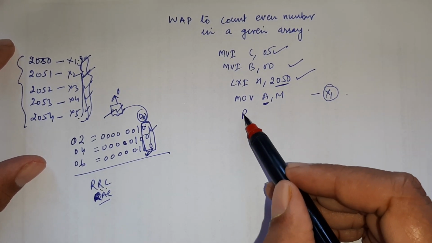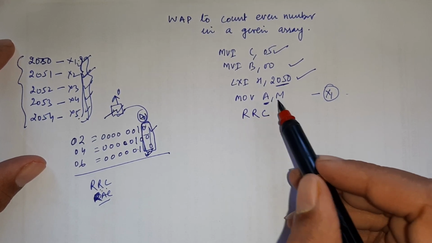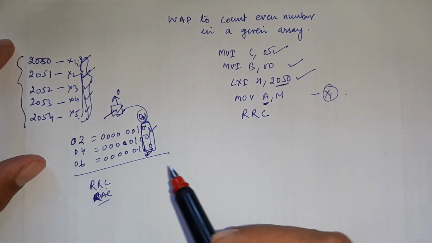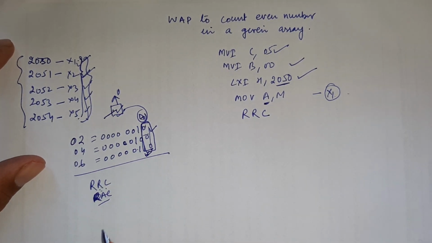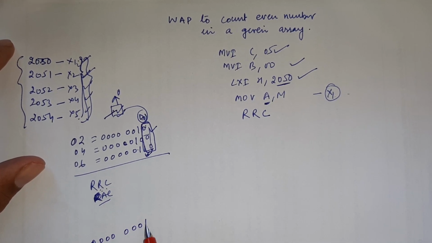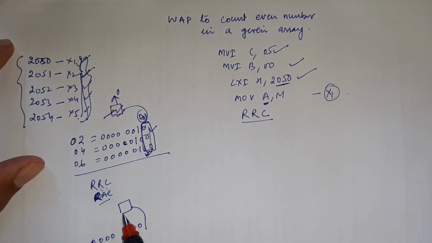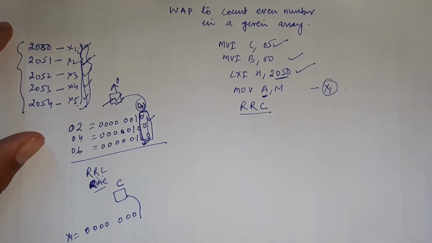Okay, and now write RRC. What will happen after this? Whatever content is available in the accumulator will be shifted right by 1 bit. Suppose x1 is 01, so 0 0 0 0 0 0 0 1. When you write RRC, this bit will shift into C, means the value of C will be 1, which represents set.